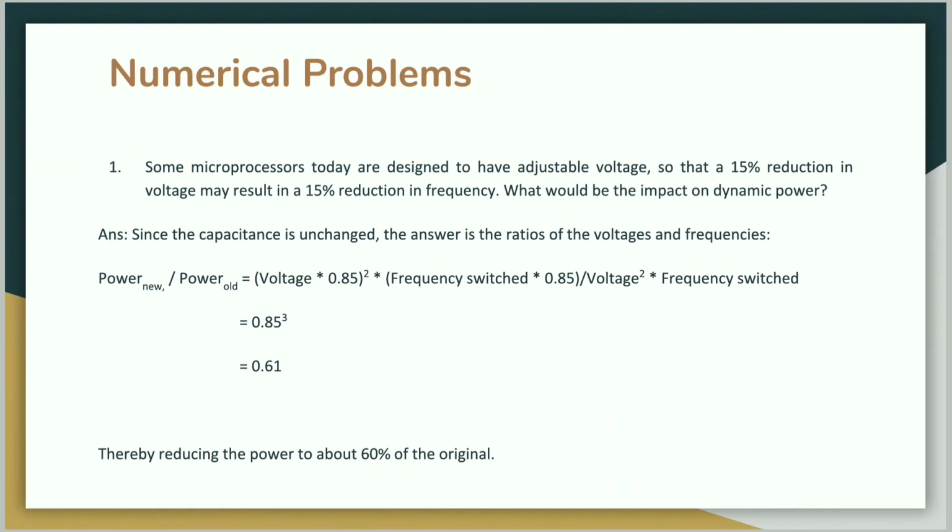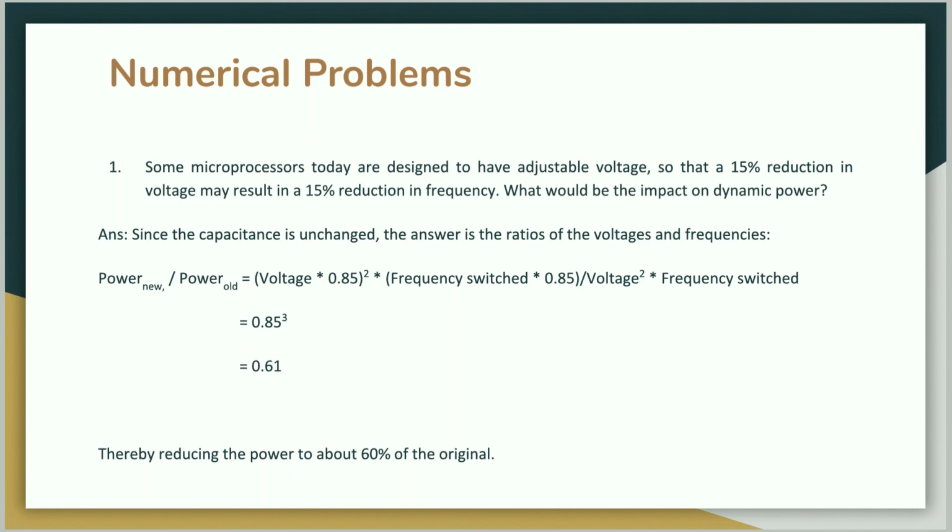Now we will work on a small numerical problem here. The question here is, some microprocessors today are designed to have adjustable voltage so that a 15% reduction in voltage may result in a 15% reduction in frequency. Now what would be the impact on dynamic power? We know that here, since the capacitance is unchanged, the answer to this question is the ratio of the voltages and frequencies. We know that the ratio of the new power to the old power is calculated as voltage into 0.85 the whole square into frequency switched into 0.85 divided by voltage square into the switch frequency.